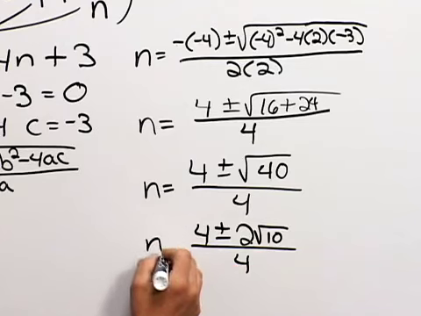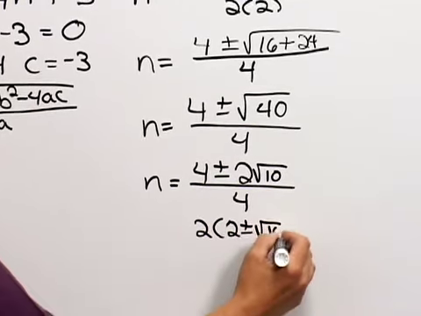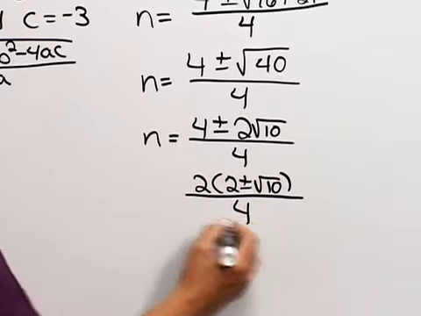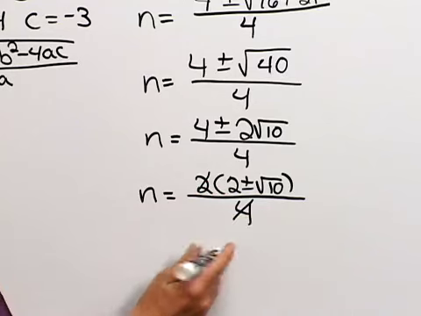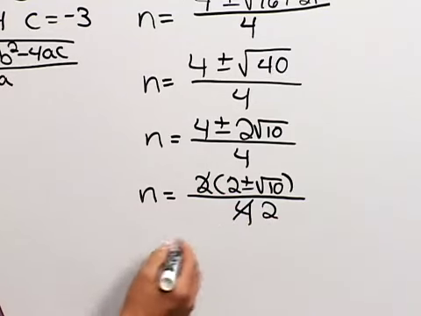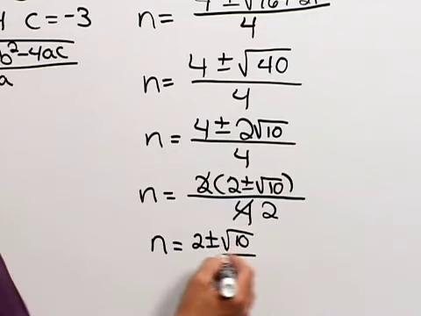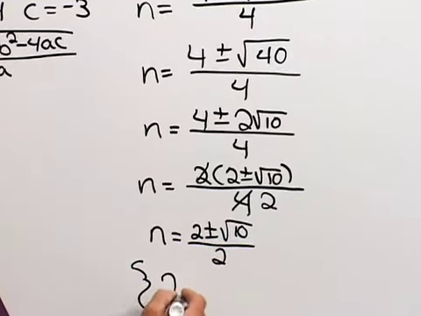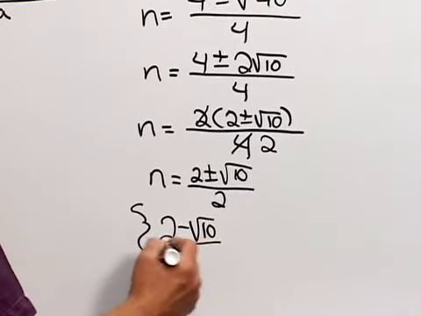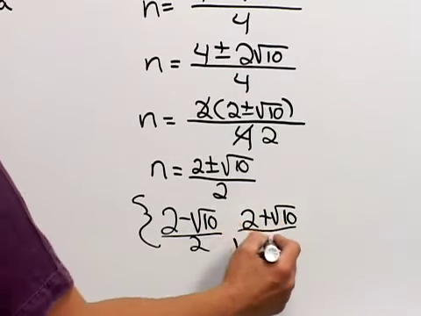We're able to factor 2 out of our numerator, which would give us 2 times 2 plus or minus square root of 10, all over 4. And then this 2 can cancel and divide into this 4 to give us 2. So our final solution is 2 plus or minus square root of 10 over 2. We would write our solution set as 2 minus square root of 10 over 2, or 2 plus square root of 10 all over 2.